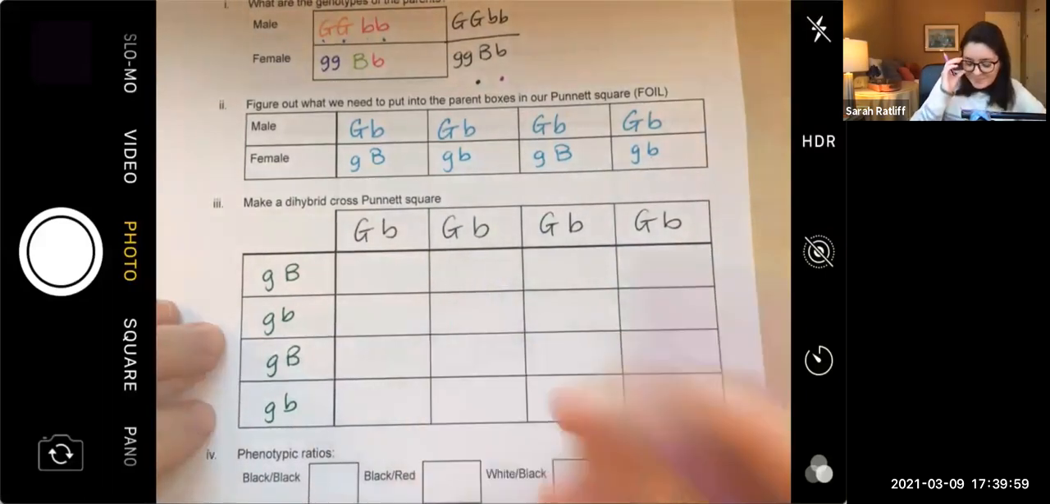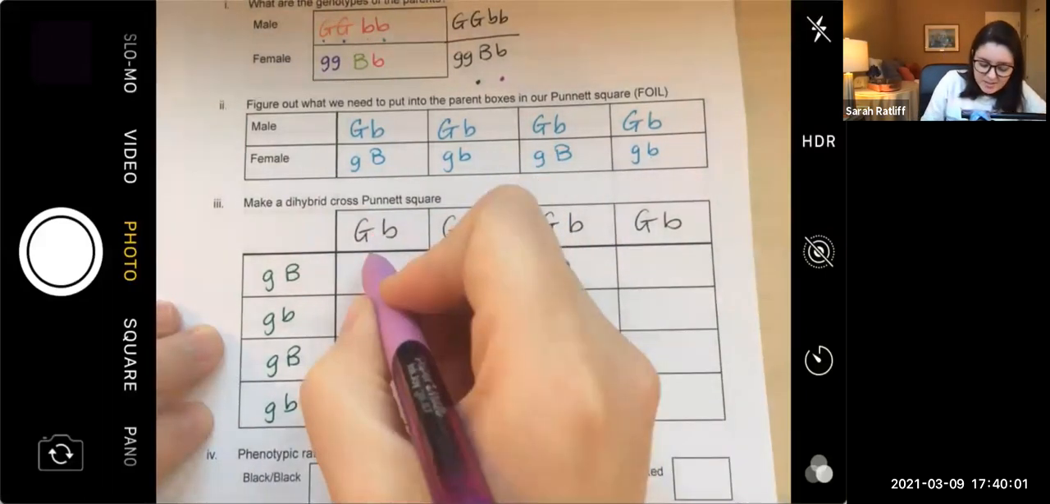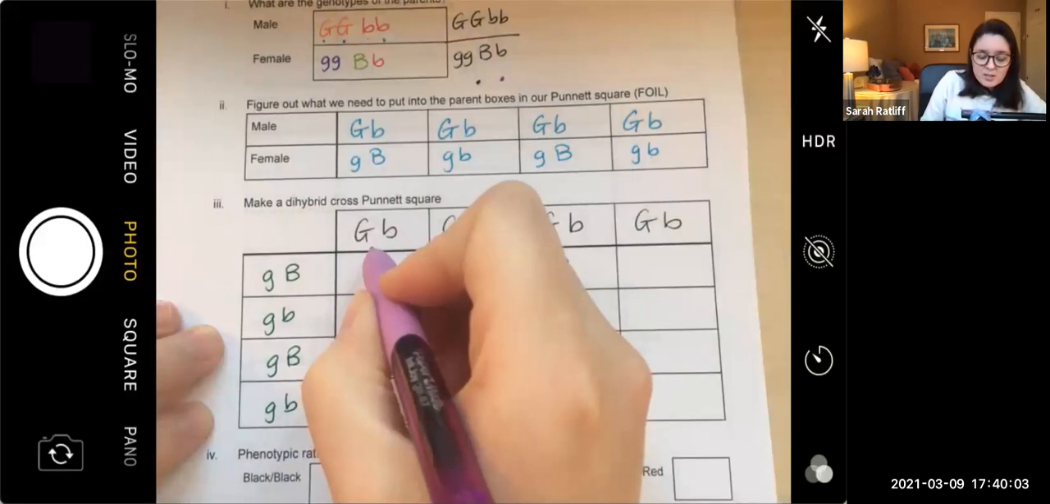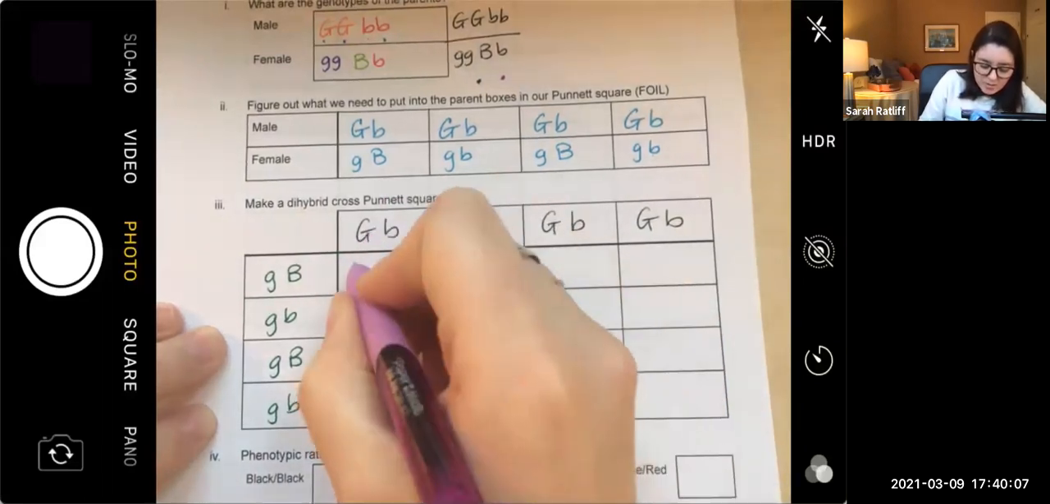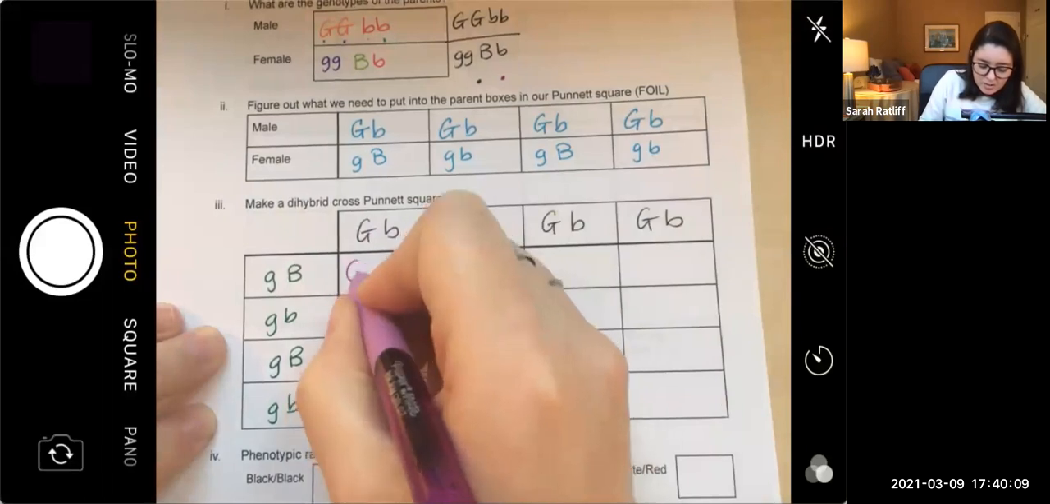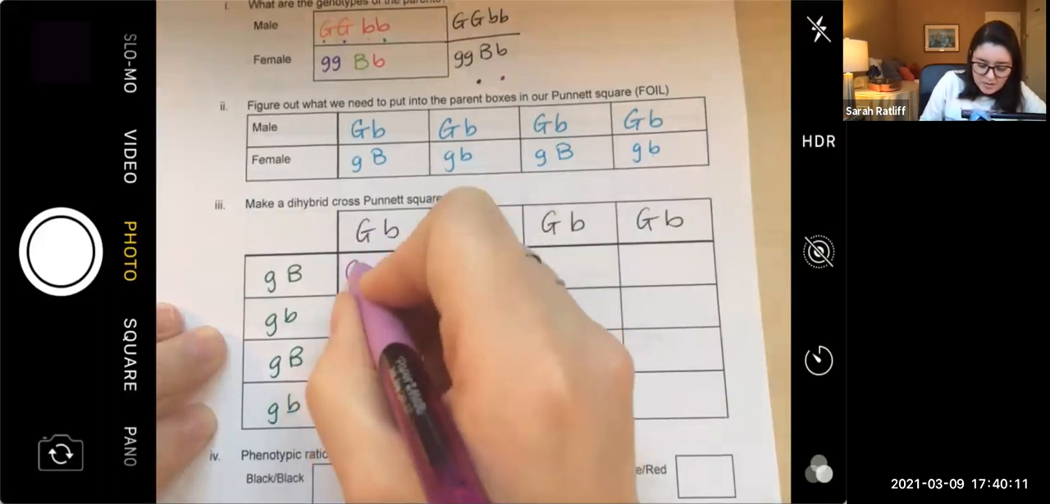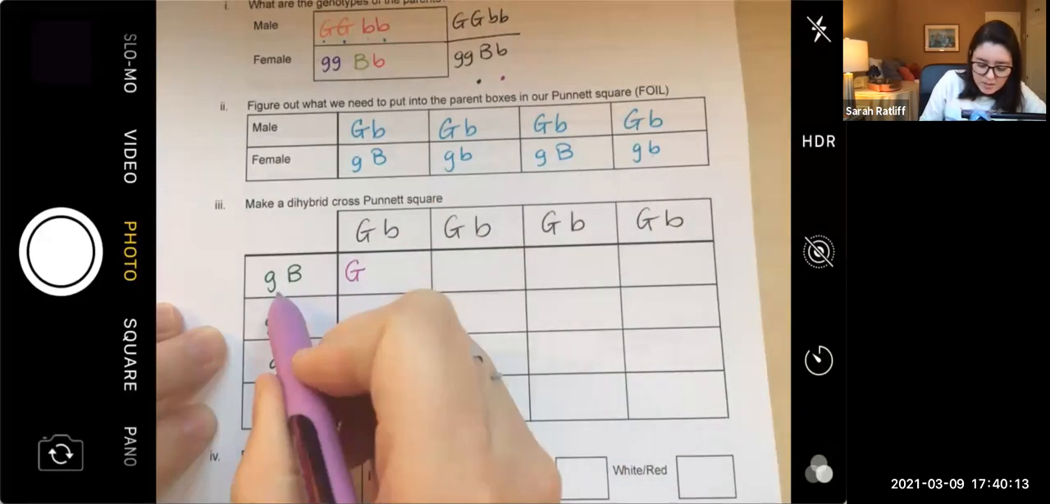Here we go. We're going to look at the G's first because they're coming first. We get a big G from dad, so the big G will always come before the little g. So we got a big G from dad, and looking at the G from the mom, we got a little g there.